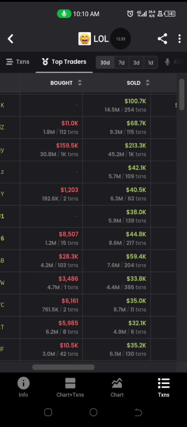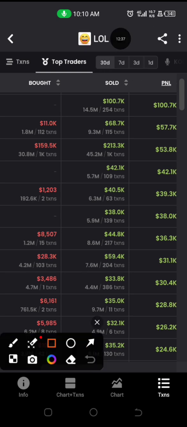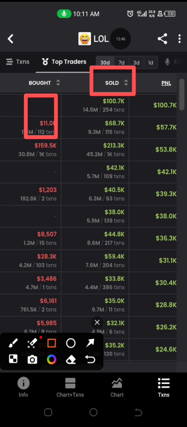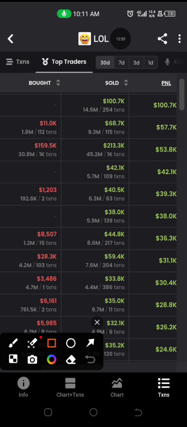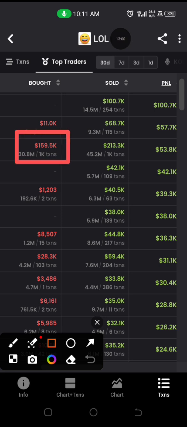Now let's scroll to this side. Now look at this side. You see sold there. That is when somebody bought this amount. Okay, let's use this one. Let me delete that one. Let's use this one and this one. Let me explain the three together.